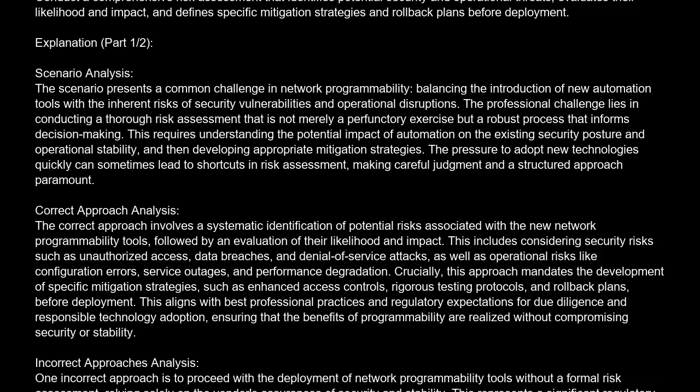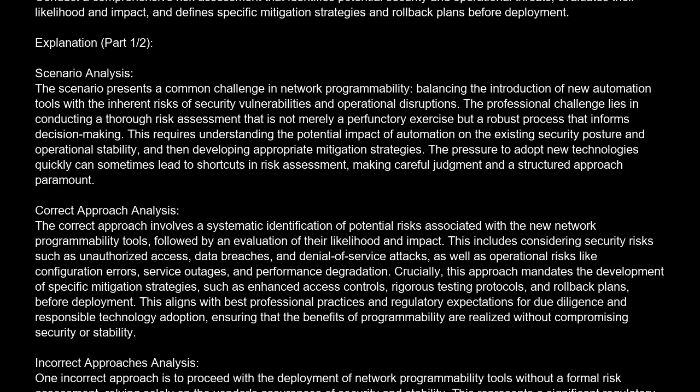The correct answer is B. Conduct a comprehensive risk assessment that identifies potential security and operational threats, evaluates their likelihood and impact, and defines specific mitigation strategies and rollback plans before deployment. Explanation. Scenario analysis. The scenario presents a common challenge in network programmability, balancing the introduction of new automation tools with the inherent risks of security vulnerabilities and operational disruptions.